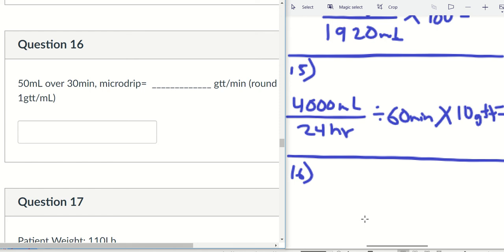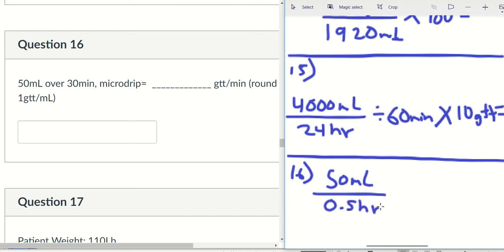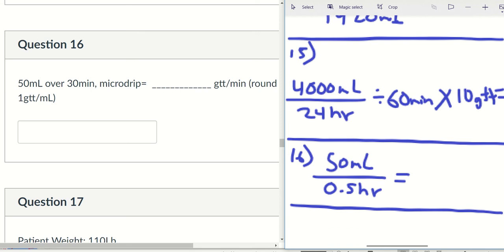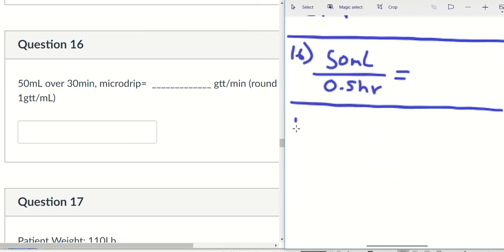All right, 16, micro drip tubing. What do we know about micro drip tubing? If you find the flow rate, it is the same as the drip rate, right? So 30 minutes is how many hours? Half an hour. So 50 divided by 0.5 is 100. So 100 mLs per hour using micro drip tubing is the same as 100 drops per minute. So you just have to find the flow rate anytime you're using micro drip tubing.